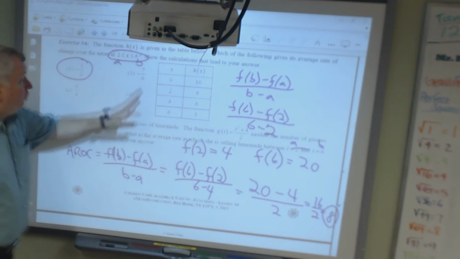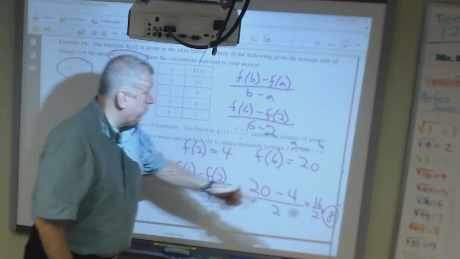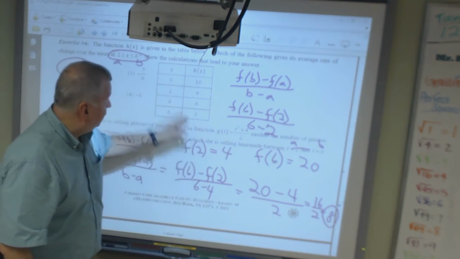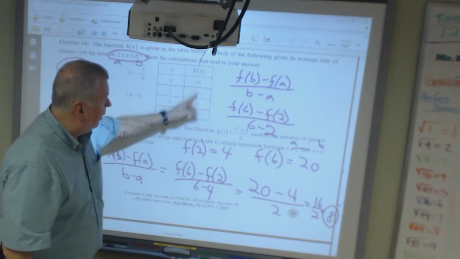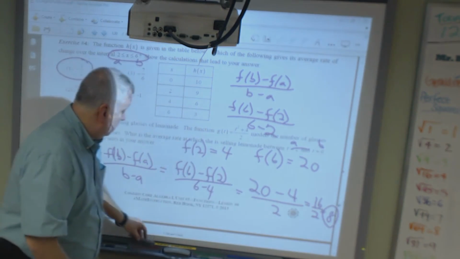So you see, it's the same formula each time. You just have to figure out what's my A and what's my B. And if you have the table, it actually makes it easier, because all you have to do is read the number off. It was a lot easier than if you had to do the math here.